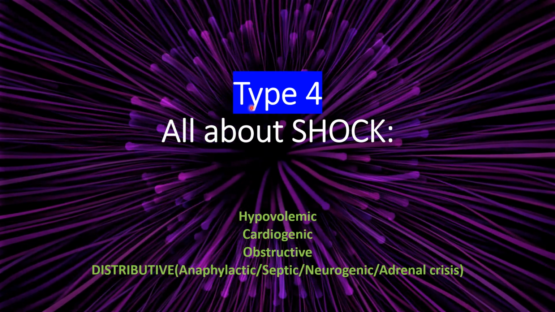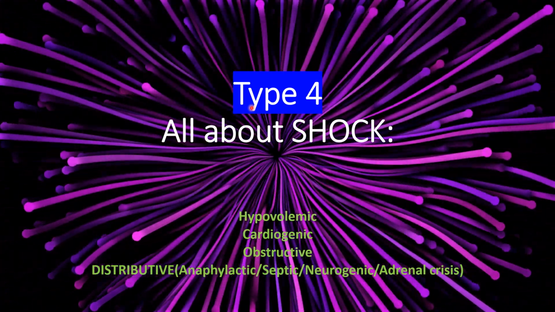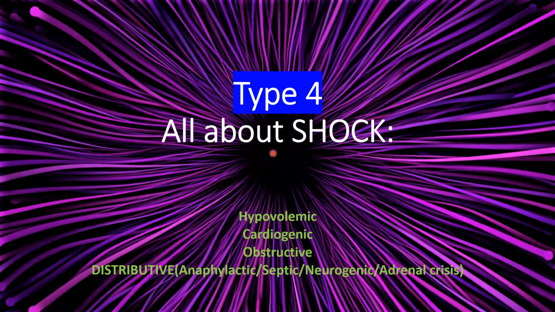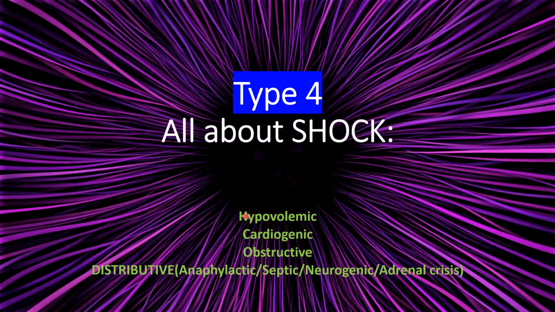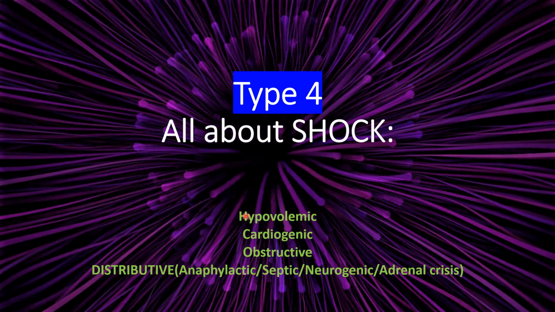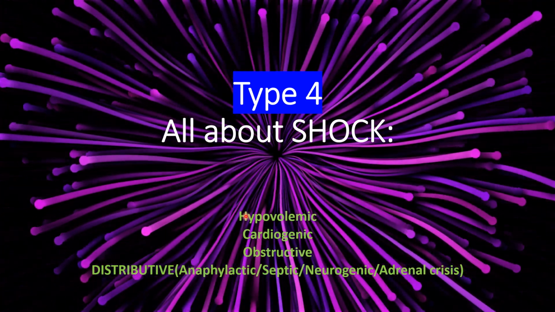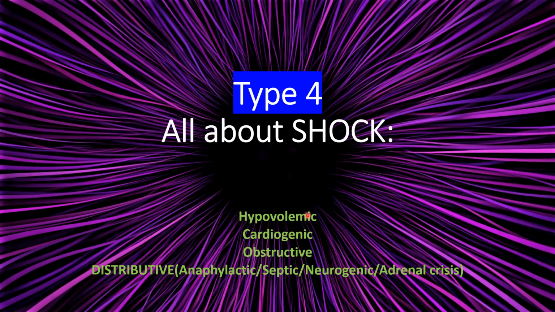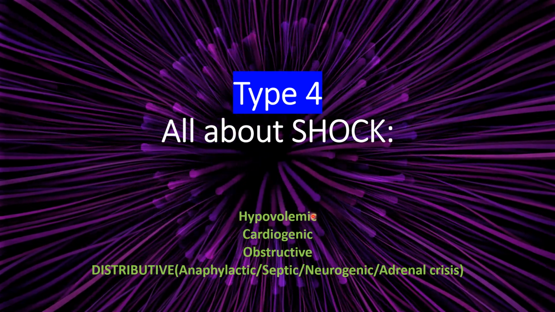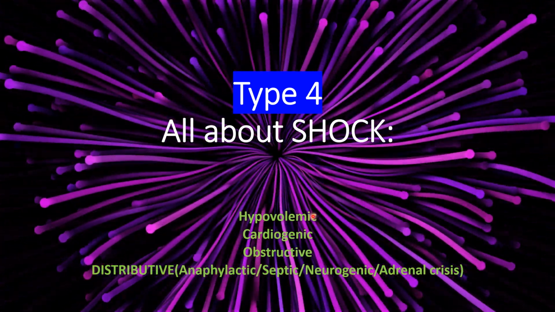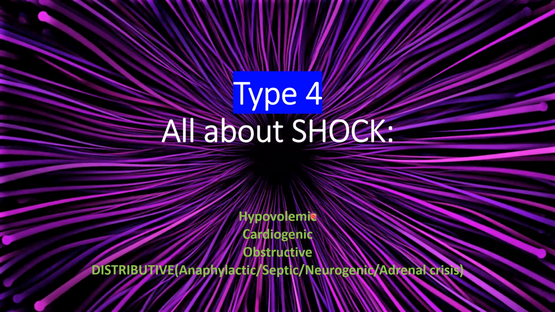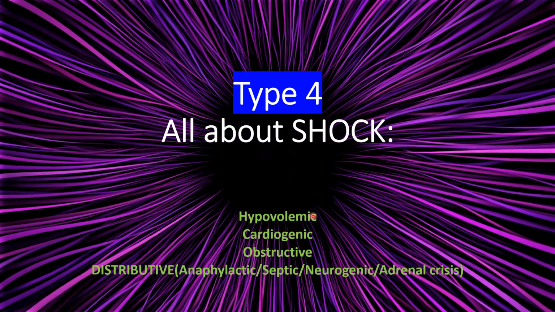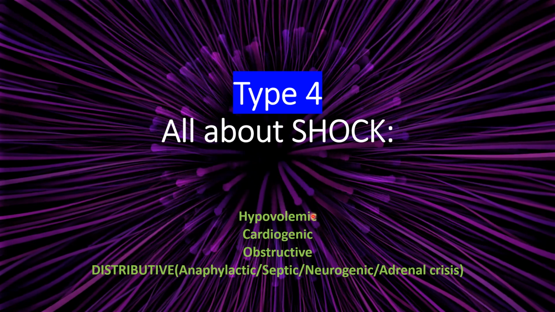Now, type 4 respiratory failure proper. This is all about shock. But let me quickly go through the 4 different types of shock that could lead to respiratory failure. Hypovolemic. The volume is low, massive blood loss, or persistent diarrhea or vomiting. I will go into causes and treatment in a bit.